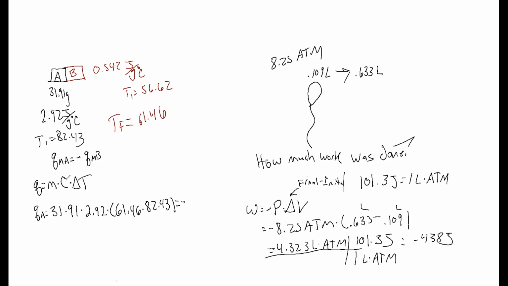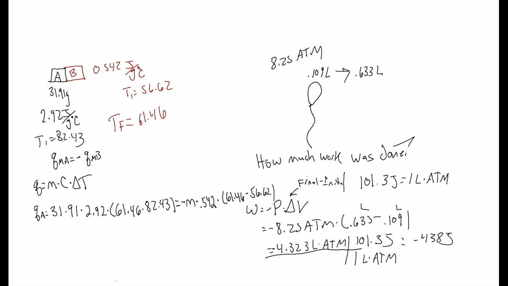Heat of B is the mass of B. Well, we don't know that. That's what we're trying to figure out. Times the heat capacity of B, 0.542, times the change in temperature. The final temperature was 61.46 minus the initial temperature, 56.62.